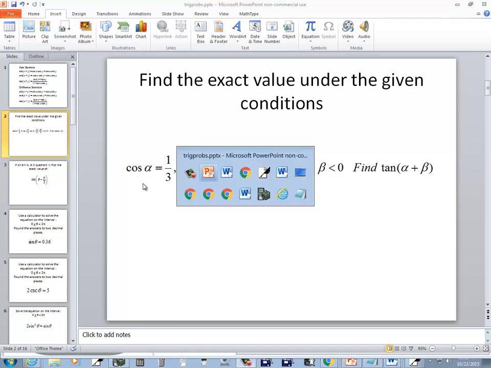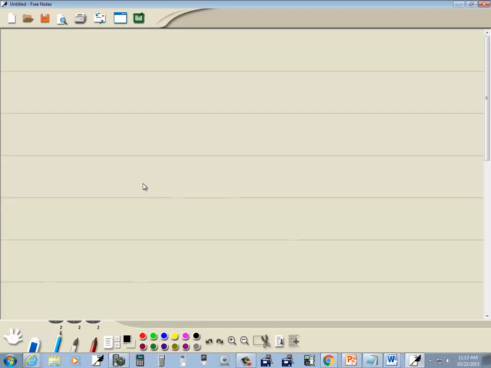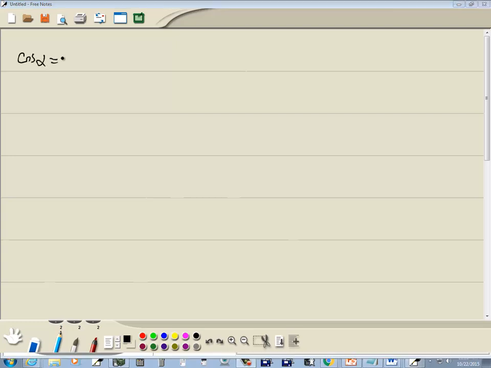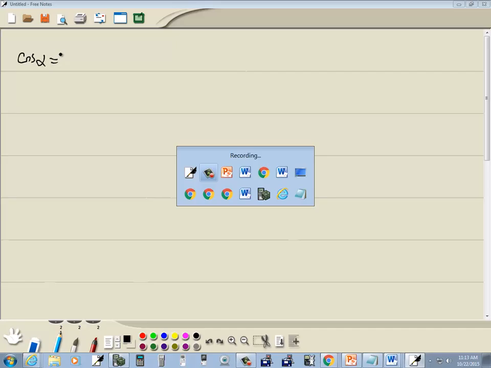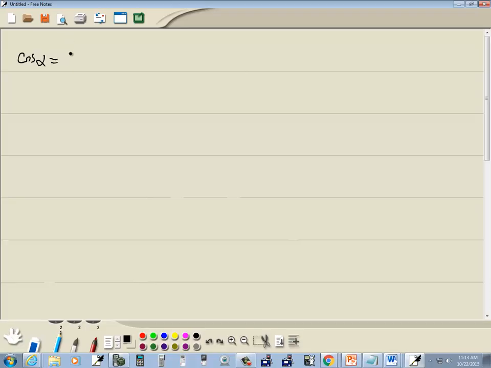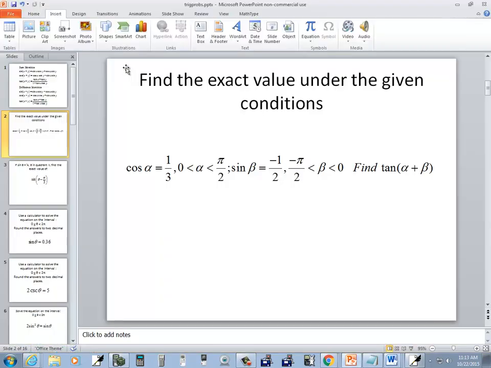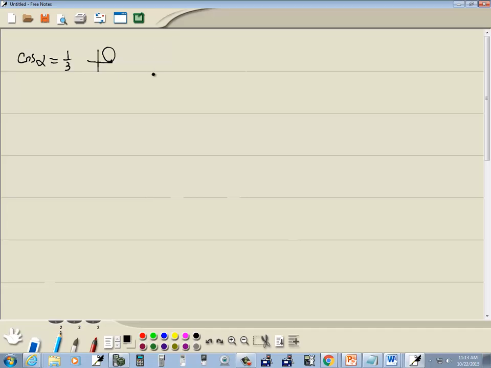Let's take a look at this problem. We got cosine alpha is equal to 1/3. And this will be in quadrant... let me see, alpha is between 0 and pi over 2. So that's in quadrant 1.